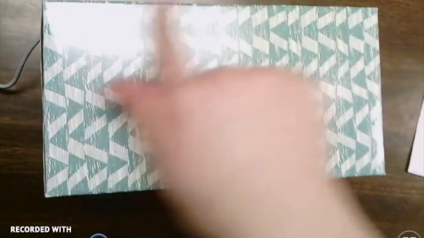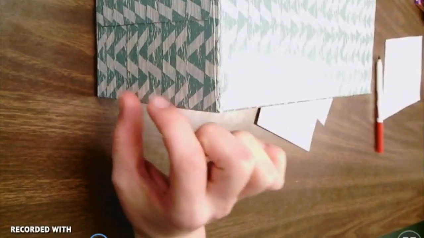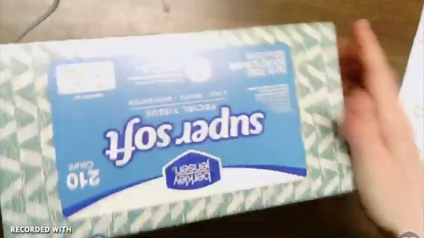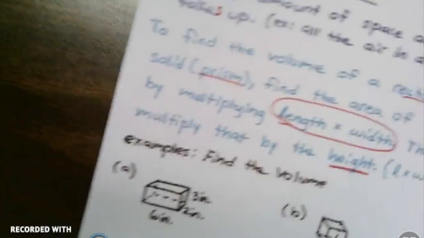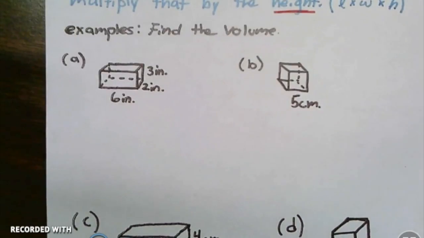All right, if I turned it this way, I could also find the area of this rectangle. And once I knew the area of this rectangle, I would multiply it by this height to see how many of these I would need to get the whole thing filled up. That's volume, what fits inside. Let's look at the examples and get some practice with this, okay?